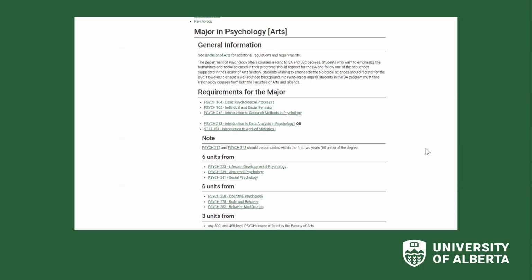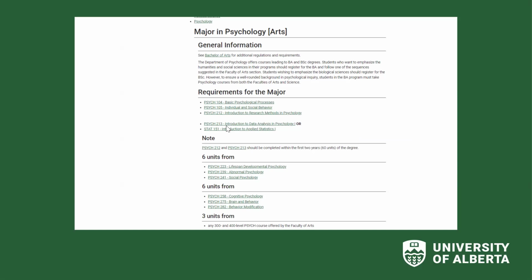If you don't see this 6 units from, so if we refer to the top courses here, you need to take Psych 104, Psych 105, Psych 212. These are courses that must be completed. You don't have a choice whether or not to complete them. They are requirements for the major. You have to take those courses.